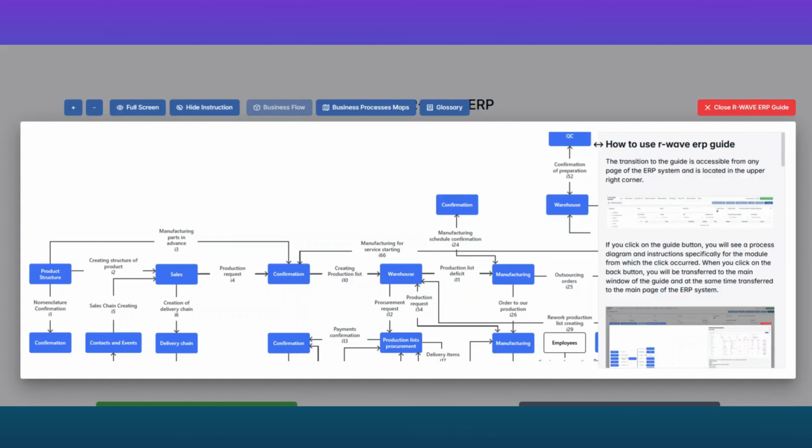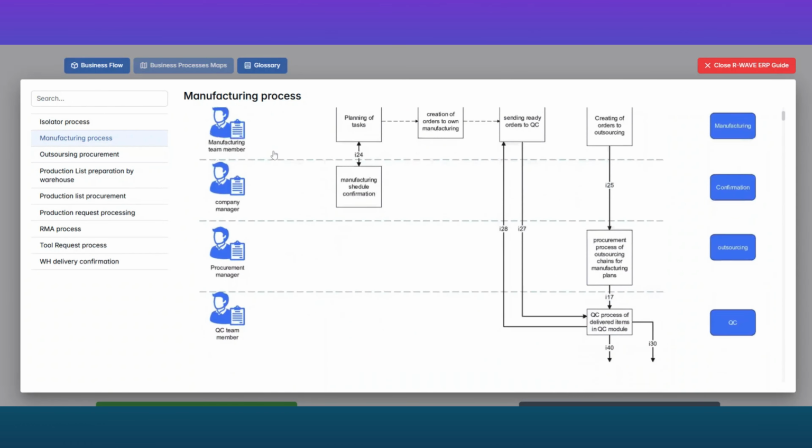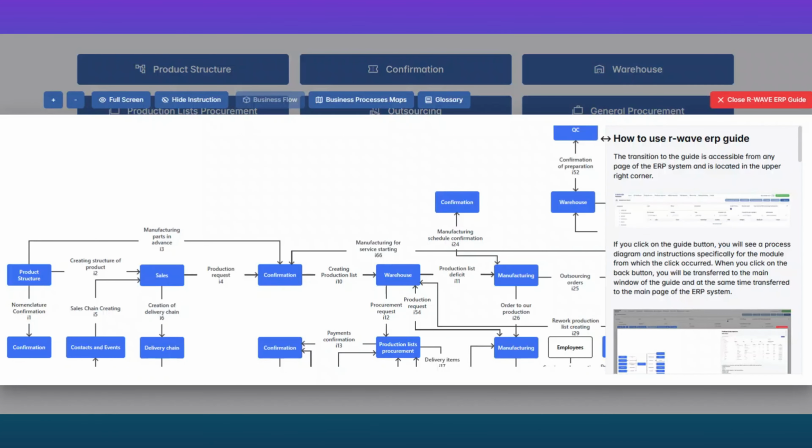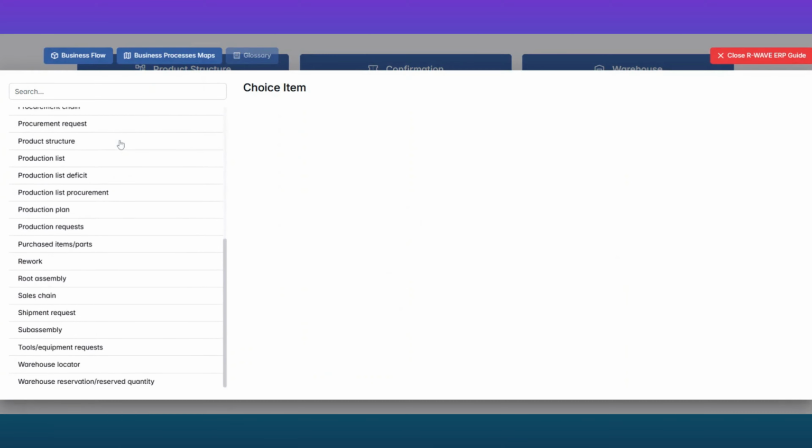The Business Process Maps section provides a visual representation of various processes, how they are connected, which modules are used to manage them, and which employees are involved. You can use the glossary for a quick search of the key words and their explanations.